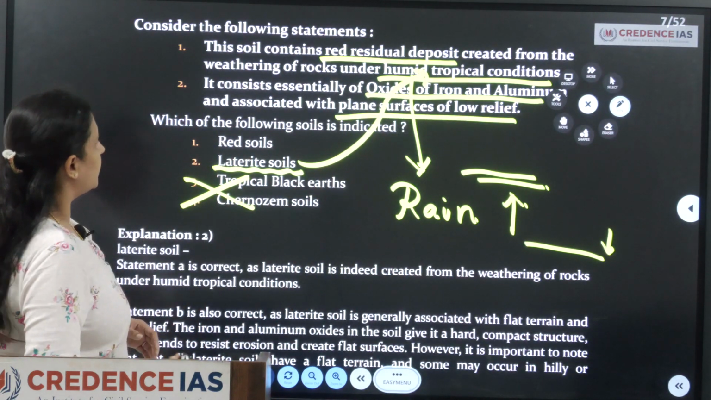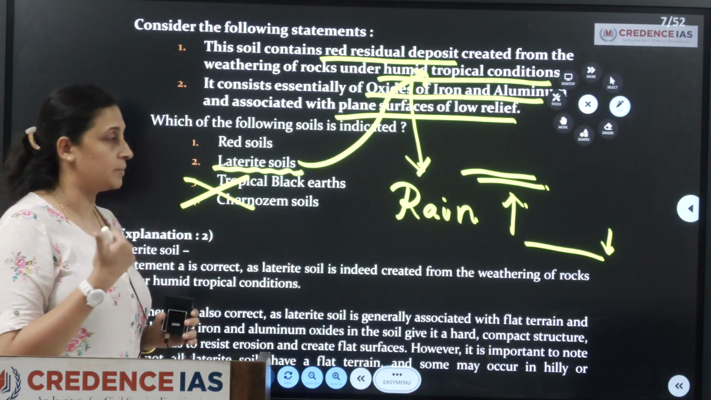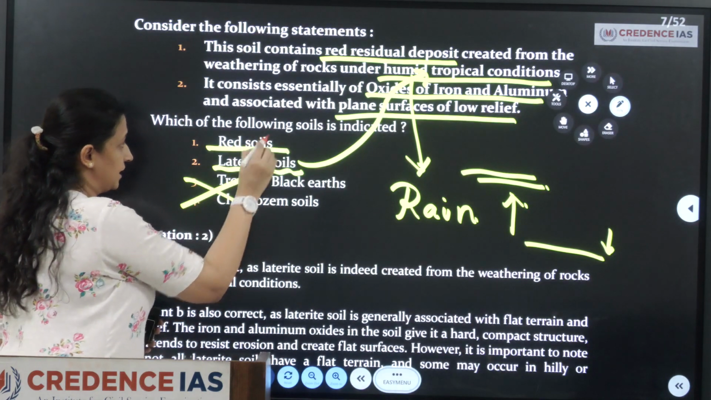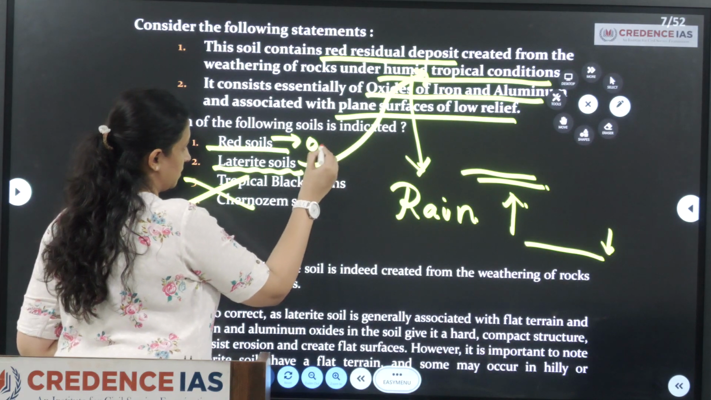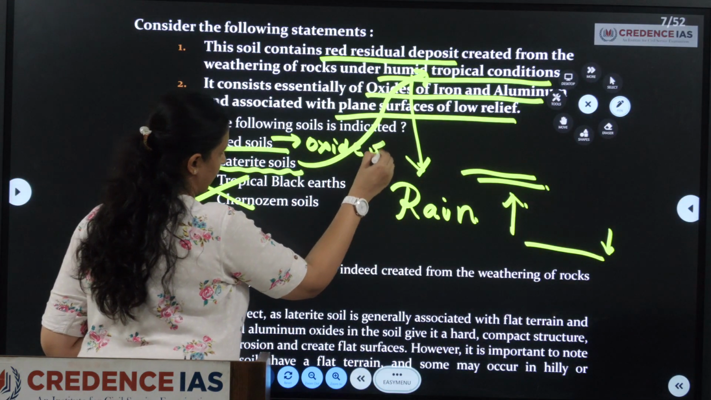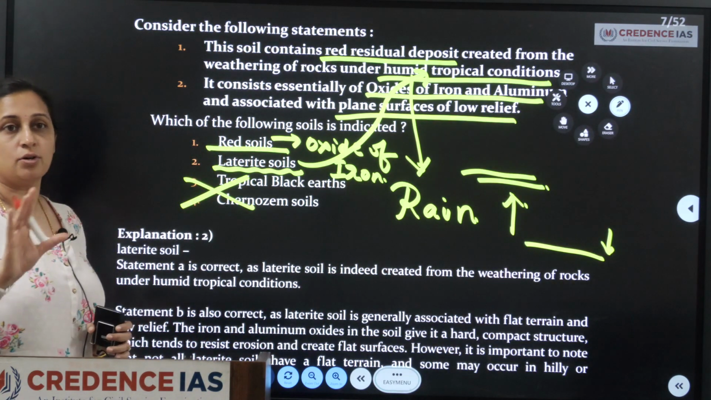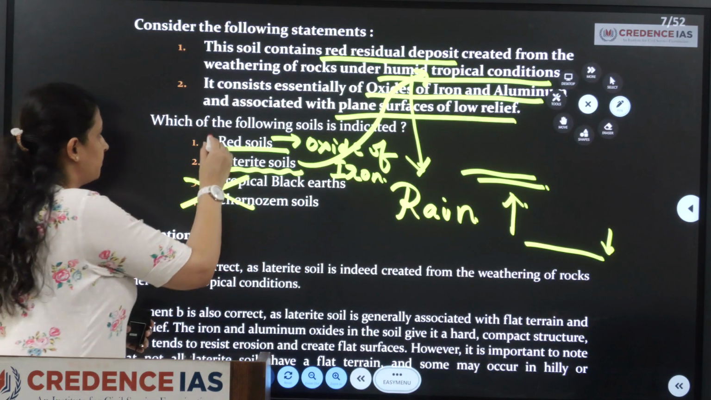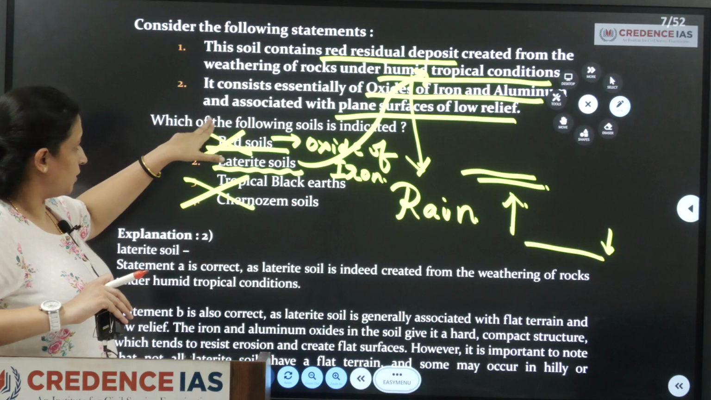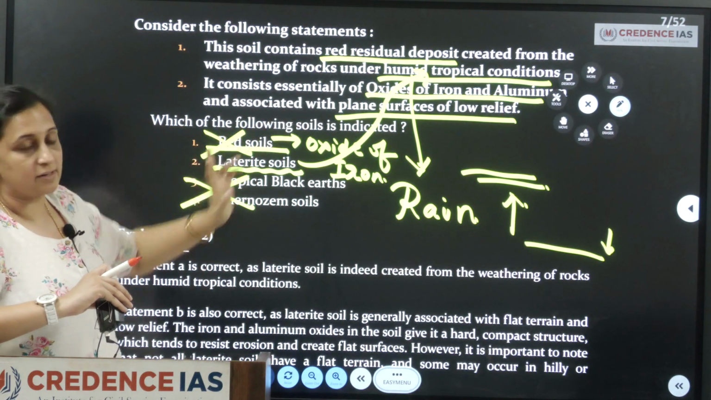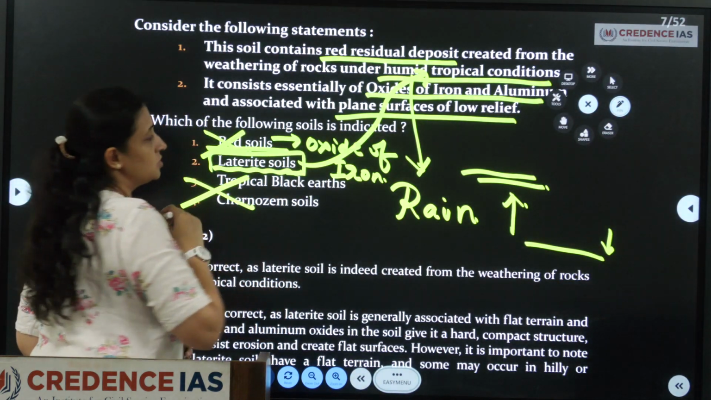Then the second option, it consists essentially of oxides of iron and aluminium. Coming to red soil, yes, it contains ferrous oxide, that is oxide of iron, but nowhere do we know that it contains oxide of aluminium. It consists essentially of oxides of iron and aluminium and is associated with plain surfaces of low relief. So here the answer is laterite soils.